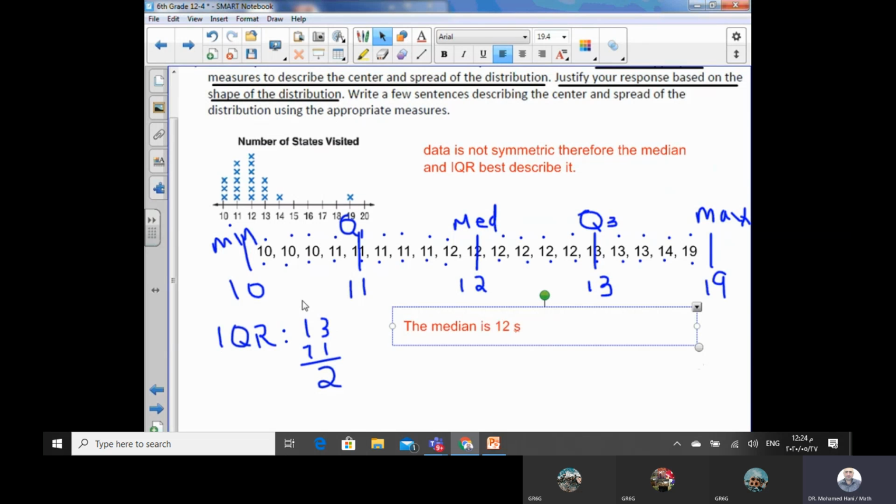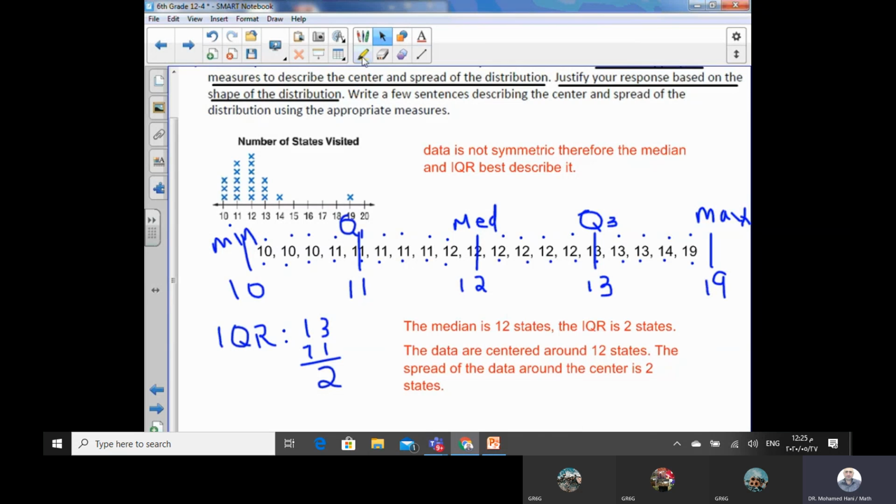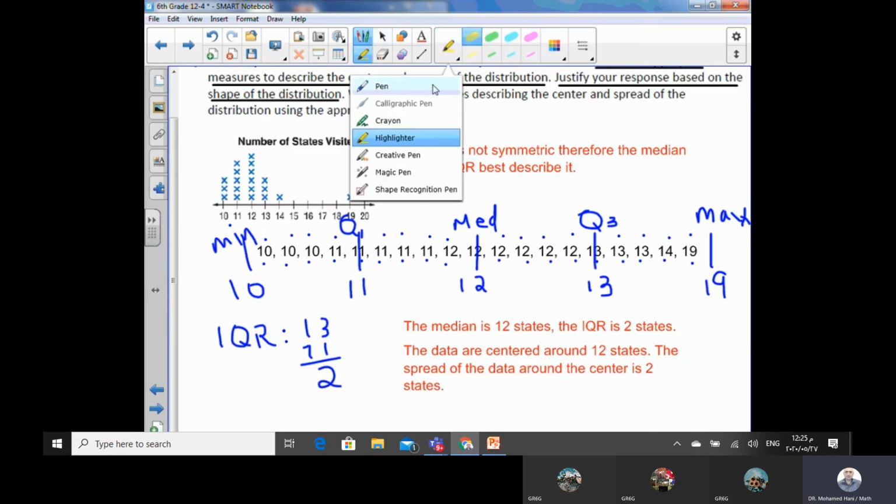The median is 12 states. The IQR is 2 states. Okay, and now let's describe it here. The data are centered around 12 states. The spread of the data around the center is 2 states.